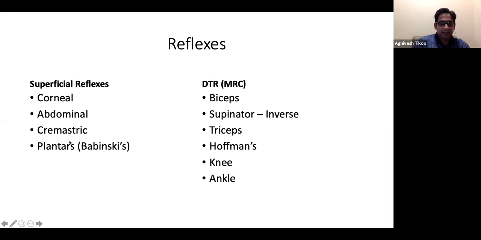And cremasteric is a reflex which can be elicited in males. The root innervation is L1. If you stroke the medial side of the thigh with a hammer or a slightly blunt object, you can see the ipsilateral scrotum being lifted up, which is because of the cremasteric muscle. And plantars, we are all aware of.